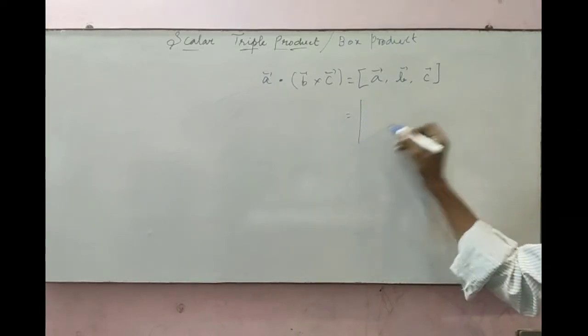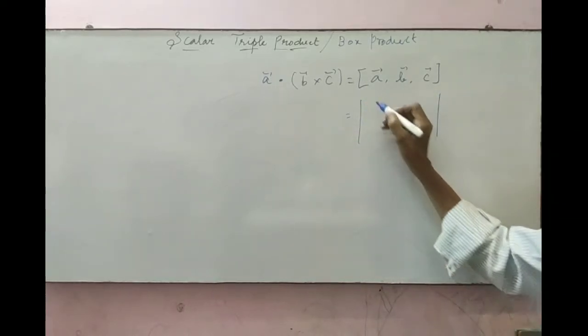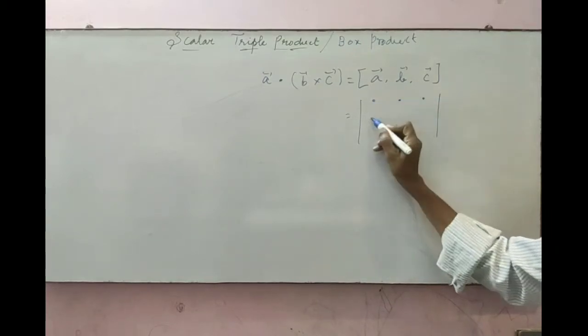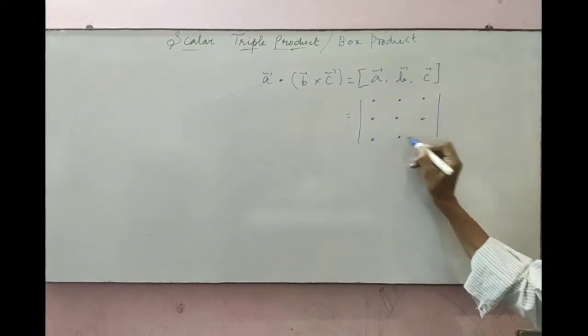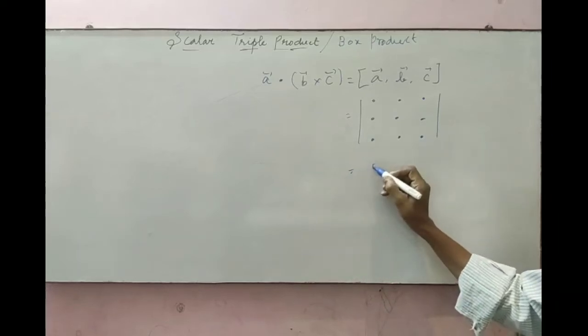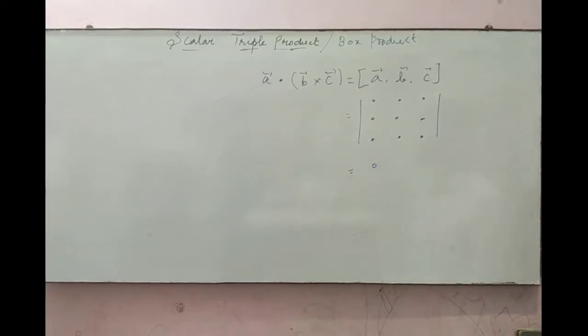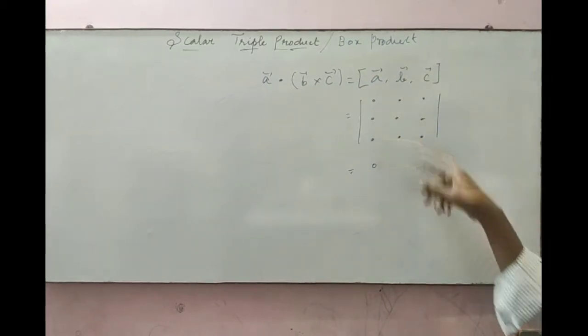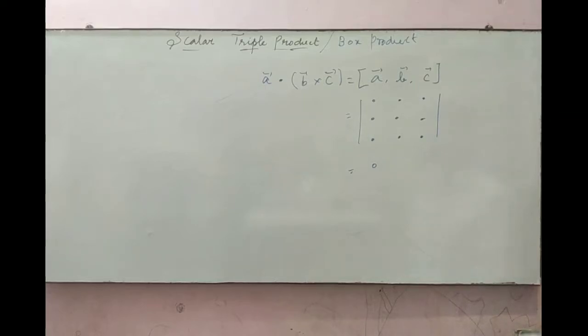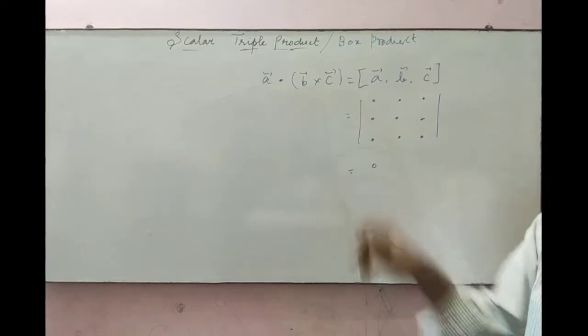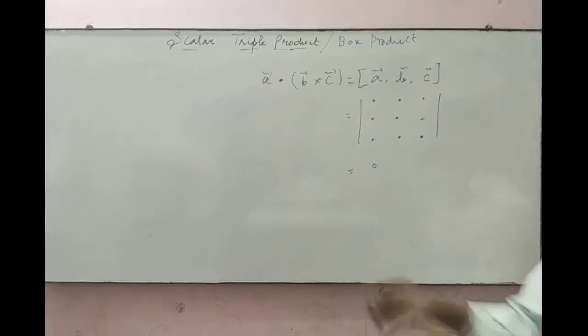To find this, we can use the determinant, then write the components of A, B and C. If you expand this, straight away you will get one constant. So this is the way of finding the scalar triple product as a number. Using the determinant, you can expand the 3 by 3 matrix form, then you will get one answer. This is the way of getting the value of A dot B cross C or A cross B dot C.